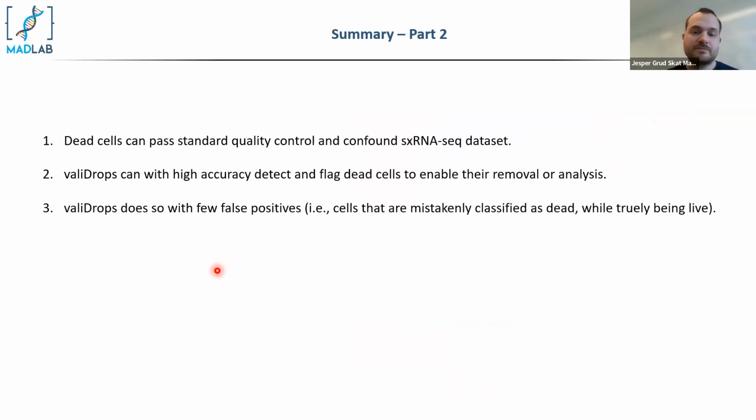So in summary, dead cells can pass quality control, and they can also confound single cell and single nucleus RNA-seq datasets. Our methods can, with high accuracy, detect and flag these cells. This enables either their removal, if that's your interest, or also their analysis, which can also be of biological interest. And importantly, we do so with very low false positive rates. So there's not really a lot to lose, because we don't mistakenly remove live cells.